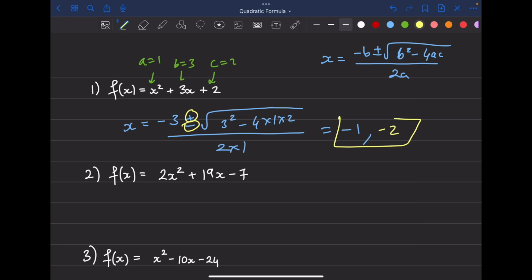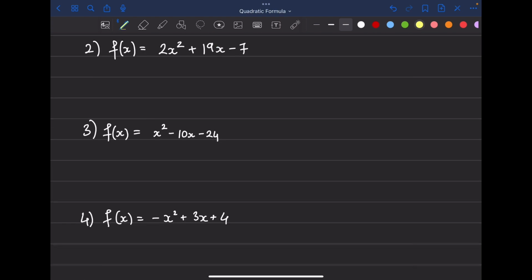And those are both values of x, and these are the x-intercepts of the function f of x. Okay, so it's as simple as this. We just found both values of x. Okay, let's move on to question number 2.